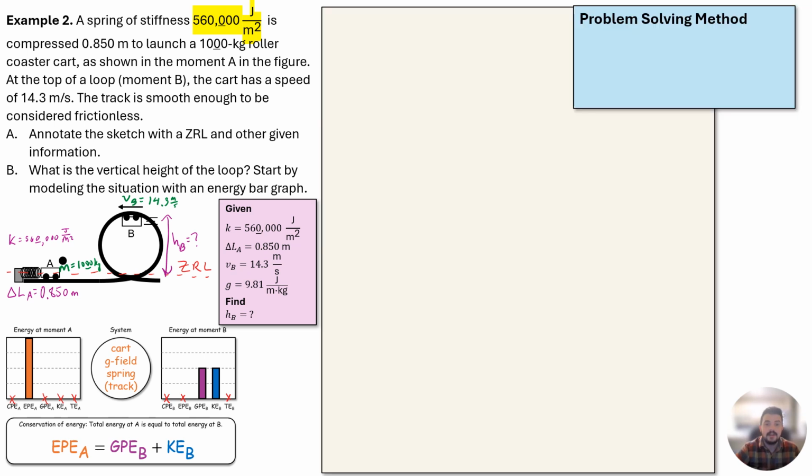Let's go ahead now and solve the problem. The cream colored background is where I'll be doing my work, and the blue box says which step of the problem solving method I am on. So let's get started. I'm going to start by restating the energy conservation equation: the elastic potential energy at moment A is equal to the sum of the gravitational potential energy at B and the kinetic energy at B. And each of these has a nice handy mathematical model that we developed in the lab.